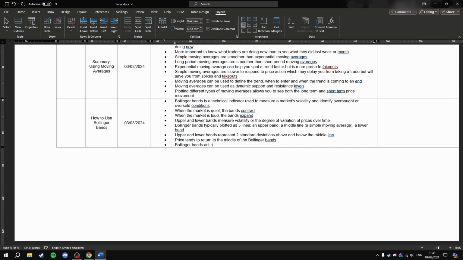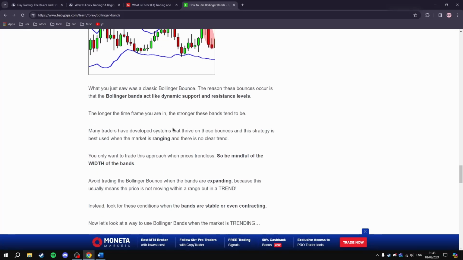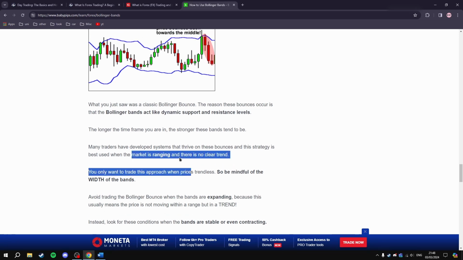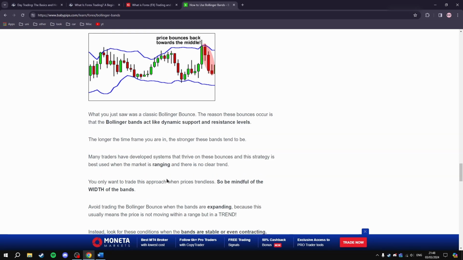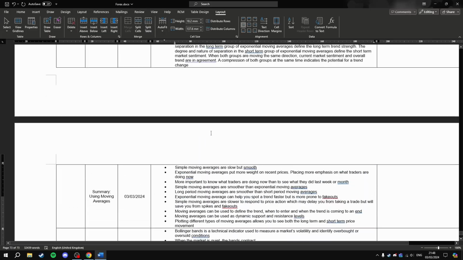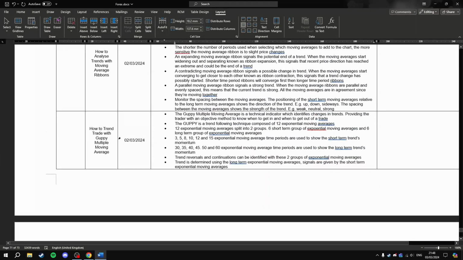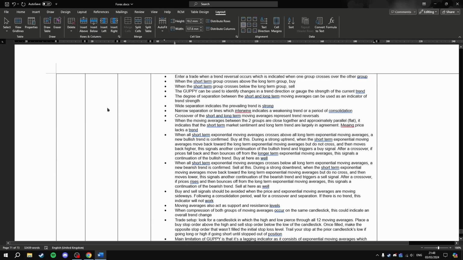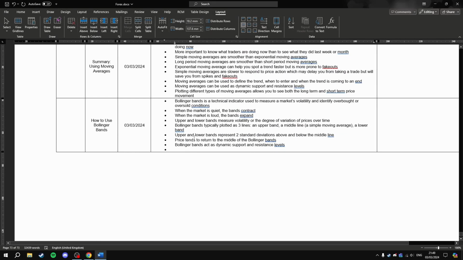Bollinger Bands act as dynamic support and resistance levels. The longer the time frame you're in, the stronger these bands tend to be. Many traders have developed systems that thrive on these bounces, and this strategy is best used when the market is ranging and there is no clear trend. You don't really need a trend for this strategy to work, unlike the simple moving averages or the exponential moving averages, or the Guppy Multiple Moving Average, where you need a clear trend for it to work properly.